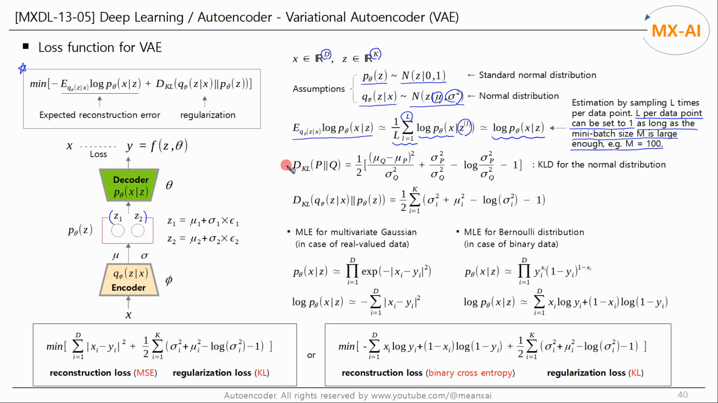Now let's deal with the regularization term. When P and Q are normally distributed, the KL divergence of P from Q is as follows. If Q follows the standard normal distribution, mu Q is 0 and sigma Q is 1. Since we assume that p theta of z follows the standard normal distribution, our KL divergence can be written as follows. Here k is the dimension of z. That is, the number of mu and sigma output from the encoder is k each.